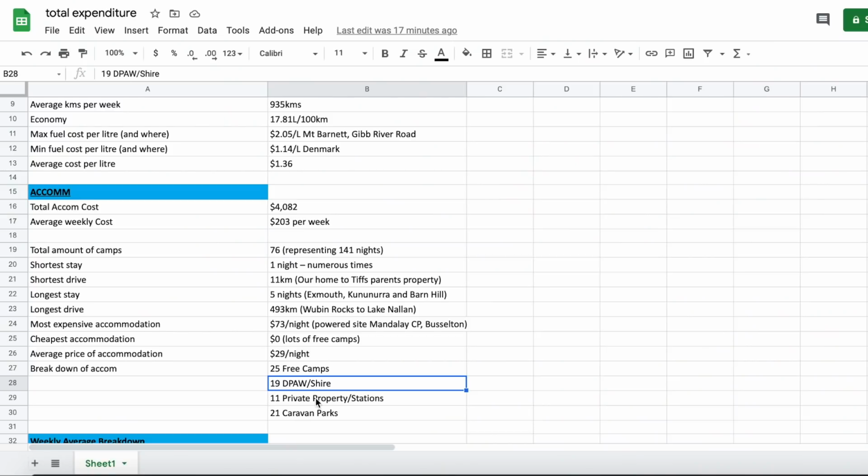So 11 of those stays were private property or stations. And then 21 of those stays were at caravan parks. So mainly free camps and then caravan parks, depot, stations. I reckon if you broke that down to how many days we stayed at each place, caravan parks would still come out on top, wouldn't they? Because at caravan parks we generally stayed two or three nights, whereas free camps were often just one night. Yeah, not sure. I know with caravan parks, when you book, they often give you an incentive to stay longer. So it might be pay for two, stay for three.